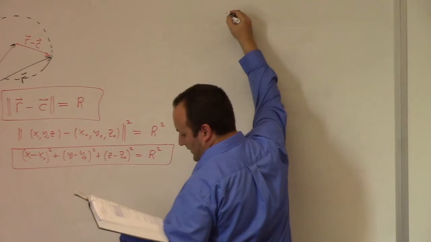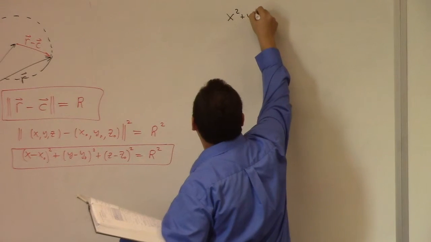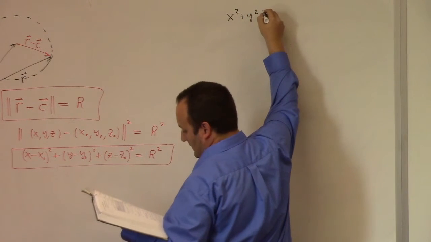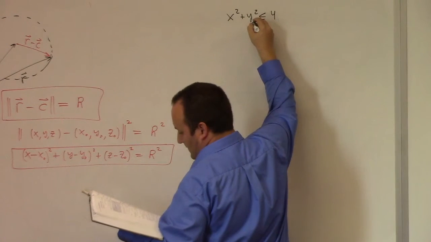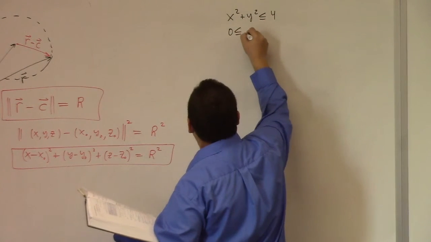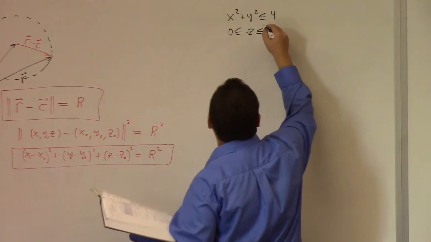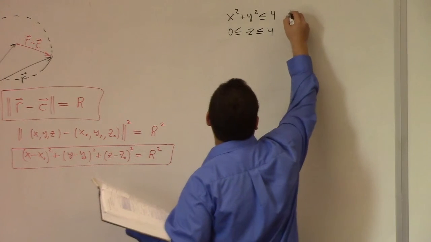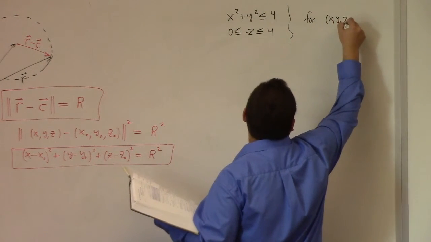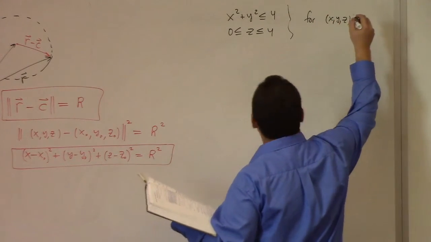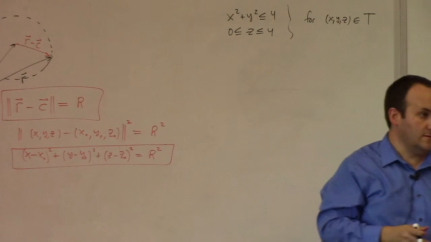37. We've got x squared plus y squared less than or equal to 4. And what else do we have? 0 less than or equal to z less than or equal to 4. So basically these two conditions for x, y, z in T. All right, so T is a set which is built with these two conditions.